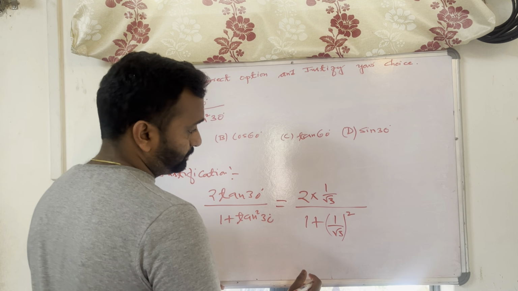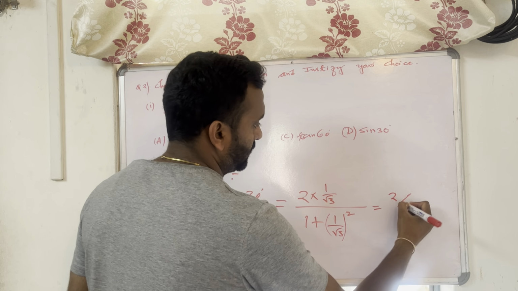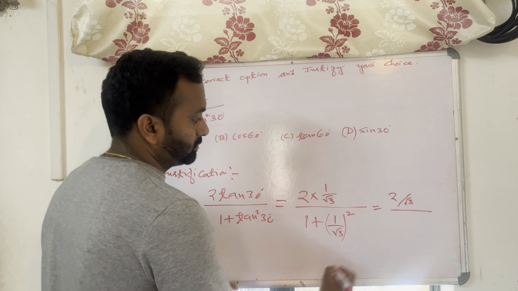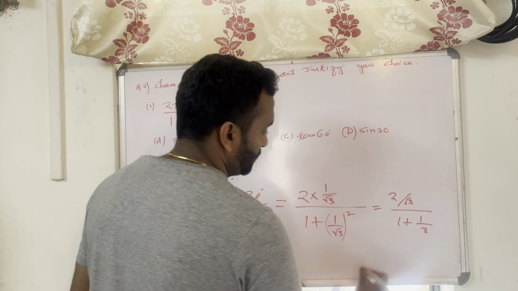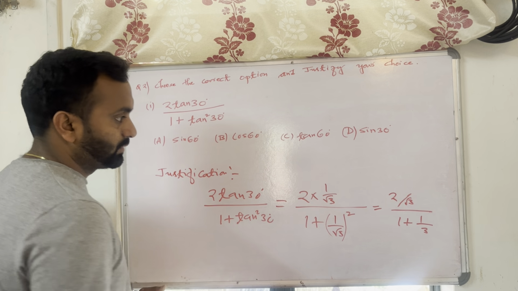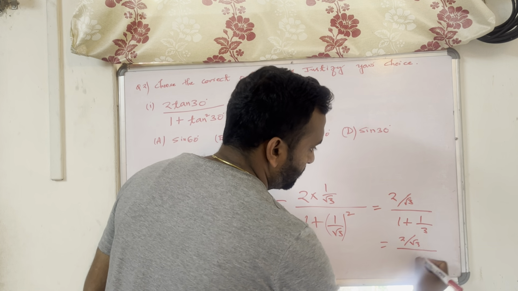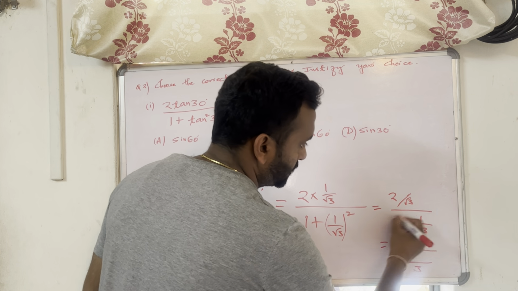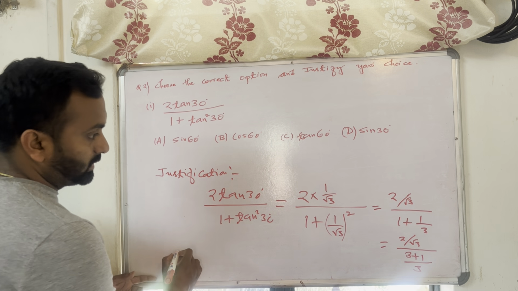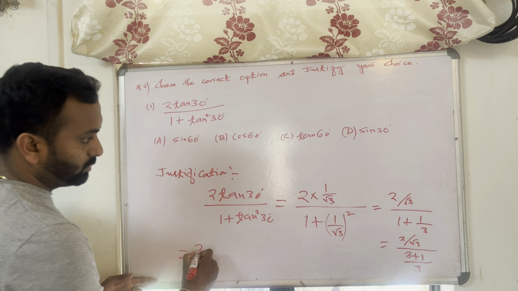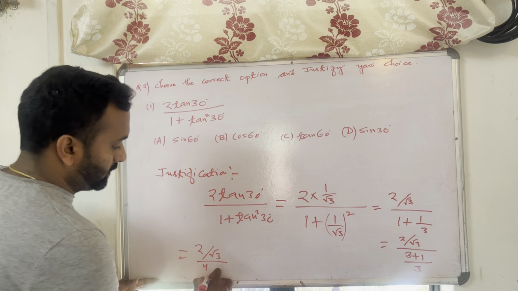Then this part will give you how much? 2 ones are 2 divided by root 3. Then this part will give you 1 plus 1 by, what's the square of root 3? 3. I don't have space there, so I will solve there only. So 2 by root 3 divided by, doing fraction addition, 3 plus 1. So it will be 2 divided by root 3 divided by 3 plus 1 is 4 divided by 3.